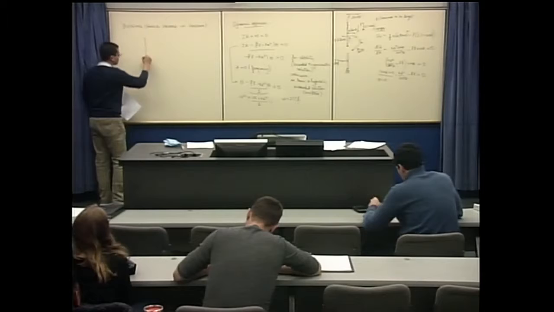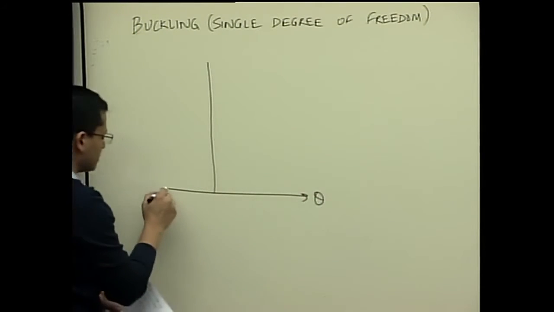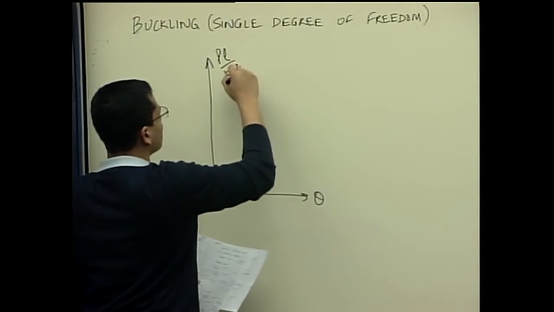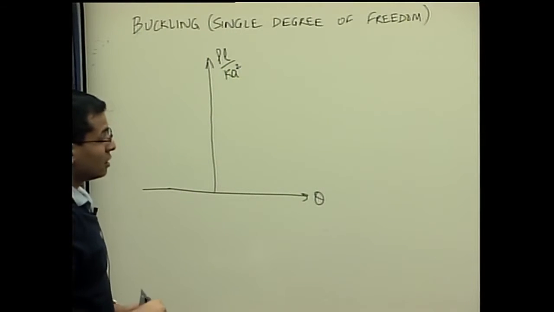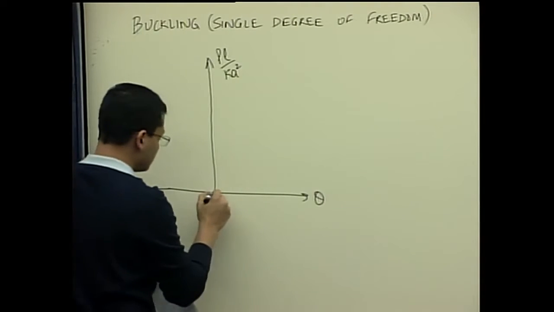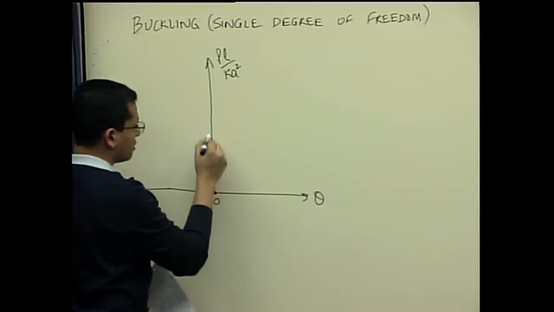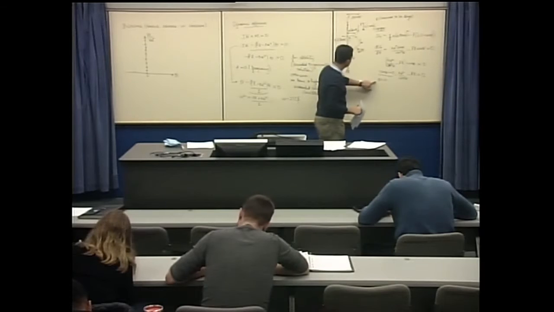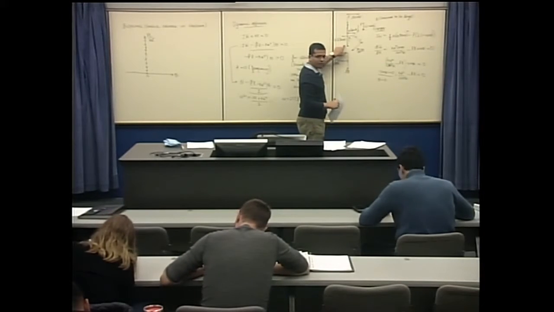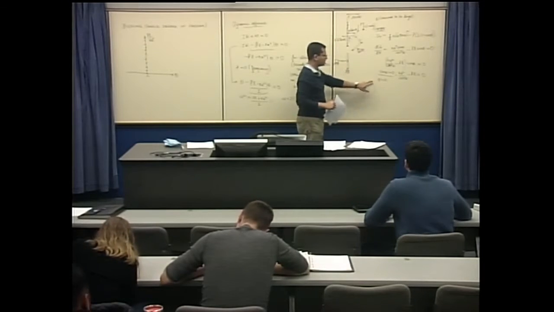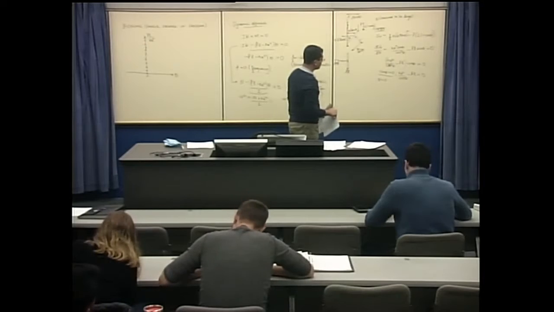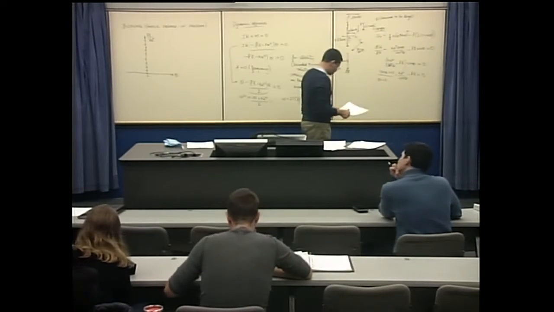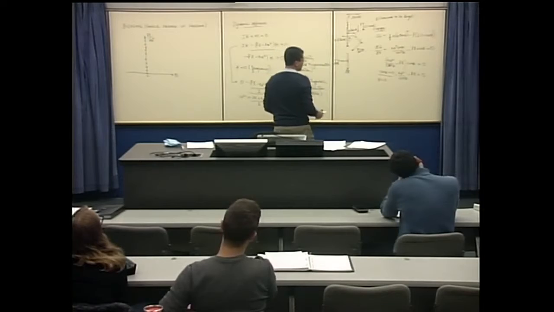So let's draw that profile again. We have theta on this axis, and we have PL over Ka square on this axis, right? So the primary path is theta 0, that if theta remains 0, then this bar remains vertical and there is no buckling. So we have a stable path when theta is 0. Then the other condition is Ka square over cosine square theta minus PL equal to 0. So this is our secondary path.